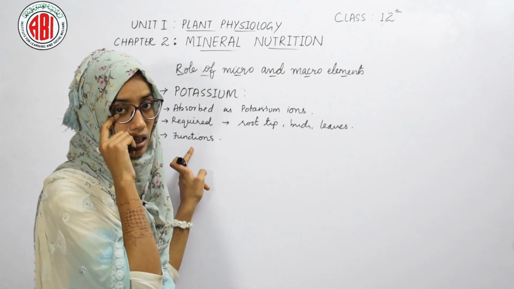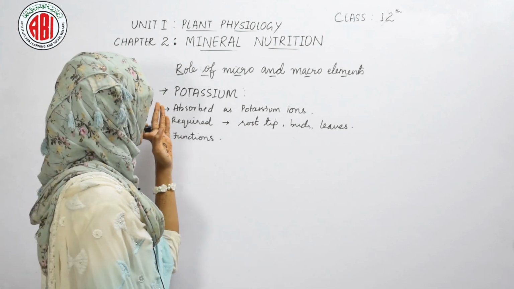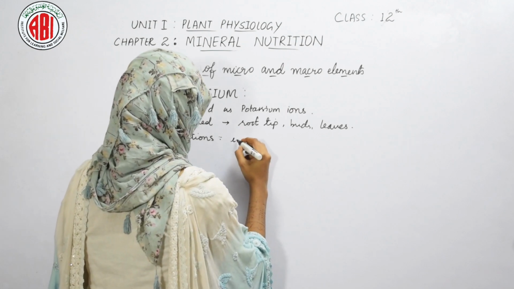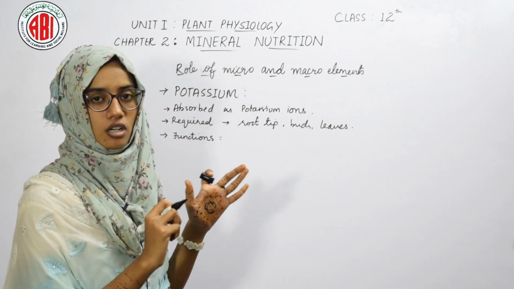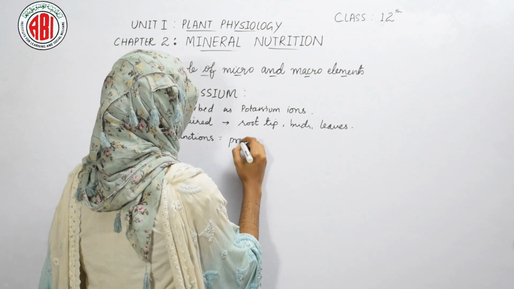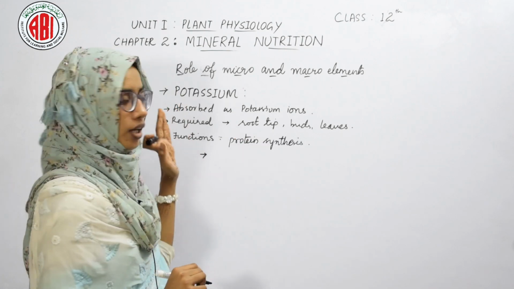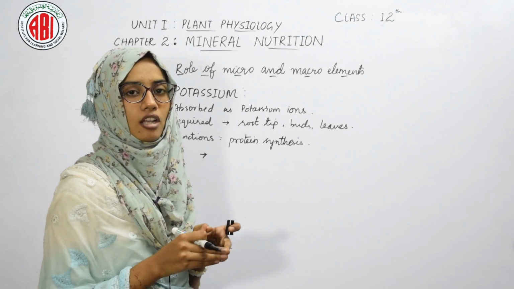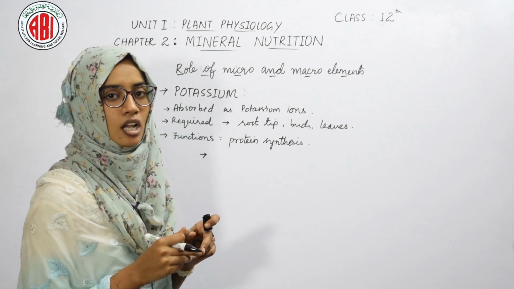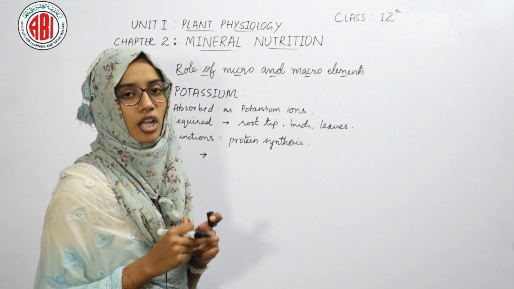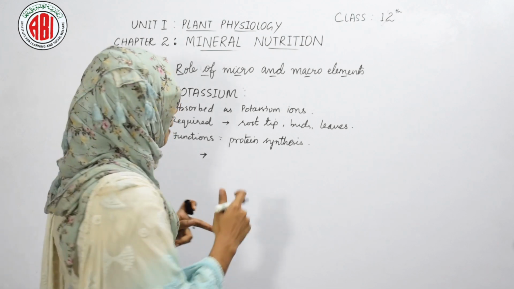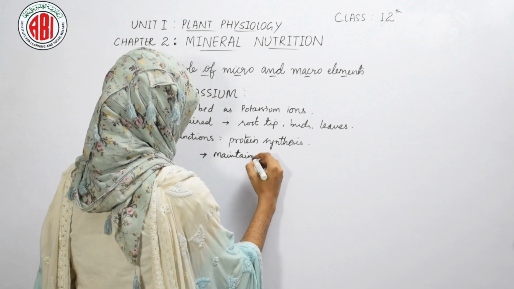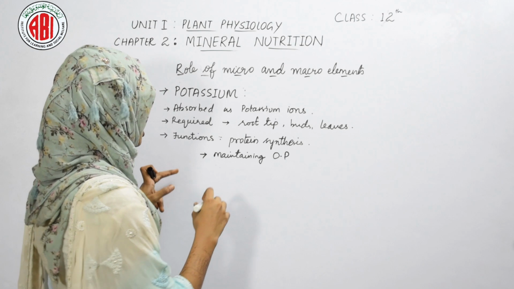Now we are going to see the functions of the potassium element. The mineral potassium plays a crucial role in protein synthesis, and this potassium is required to maintain the ratio of anions and cations in the cell so that the osmotic potential of the cell can be maintained. So it helps in maintaining the osmotic potential or the osmotic pressure in the cell.